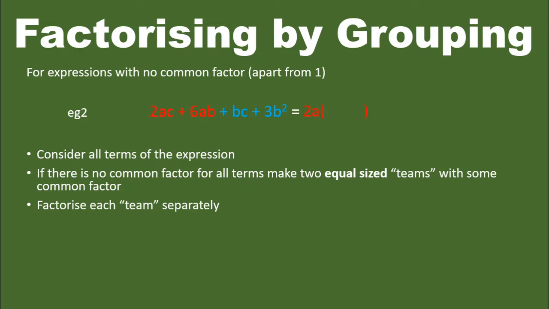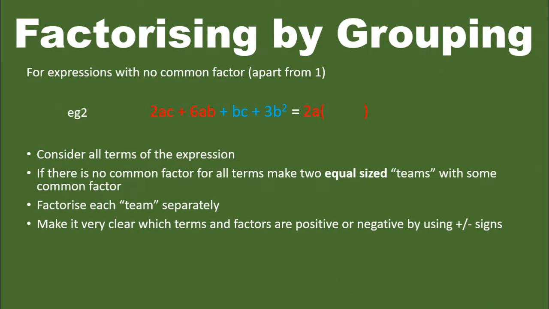For the red team, my common factor being 2A, I'm going to call that guy my quarterback. And for the blue team, my common factor being positive B, and be very clear that I'm factoring out a positive number, so I'll put plus B in front of the second set of brackets. And these quarterbacks, along with the coach, are going to decide what the rest of the team is going to do.